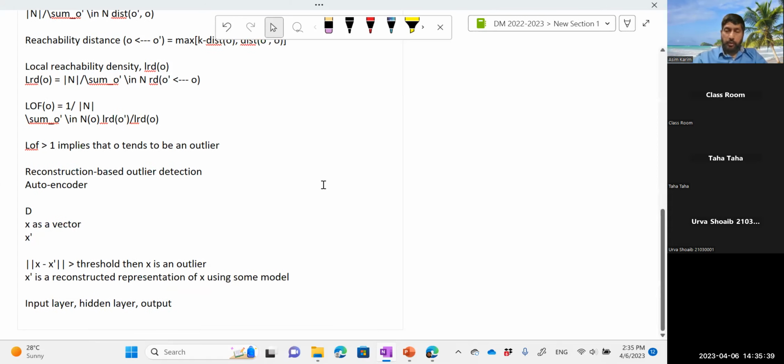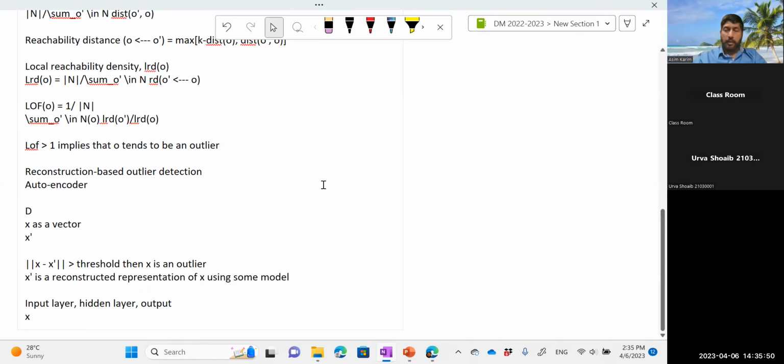Okay? So what is its processing? The input layer would take input, which is your vector x. So let's say vector x, which is your data object represented as a vector, has m features, so it has a length of m. Okay? So that means the input layer would have m units if you think in terms of a neural network.